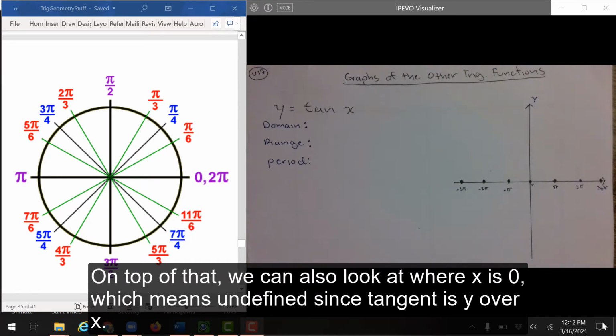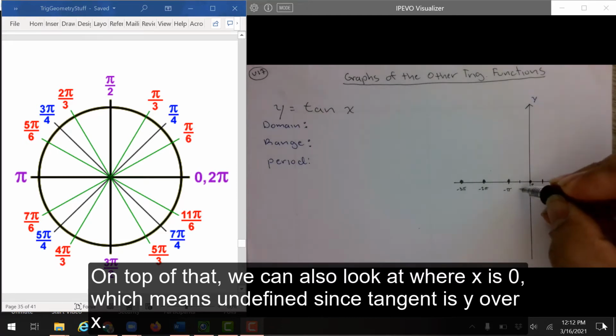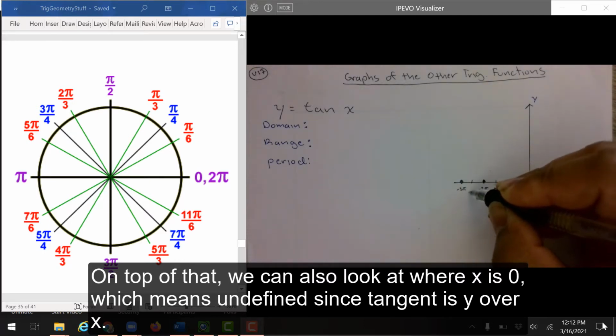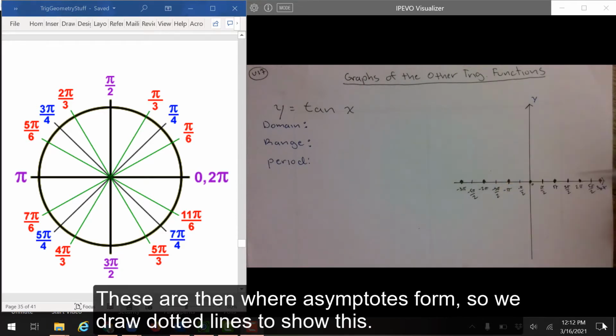On top of that, we can also look at where x is 0, which means undefined since tangent is y over x. These are then where asymptotes form. So we draw dotted lines to show this.